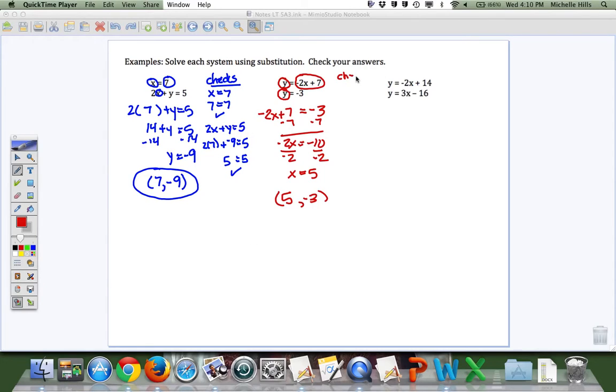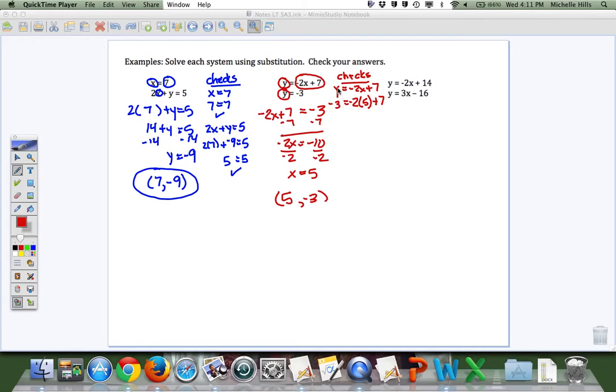You have to show your checks now. So for your checks, I'm going to copy my first equation. y equals negative 2x plus 7. I look at my answer. My y, which is the second part of my ordered pair, is negative 3, equals negative 2 times my x is 5, and then bring down my plus 7.